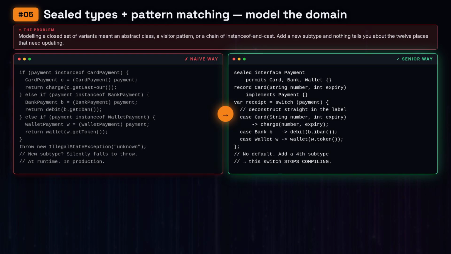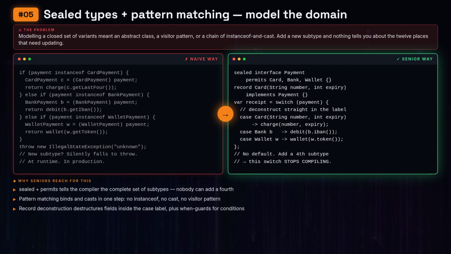Add record deconstruction and you go 1 level deeper. Case card of parent, string number, comma, int expiry, close parent, and you have the fields destructured in the case label itself. This is algebraic data types in Java, and it makes illegal states unrepresentable.